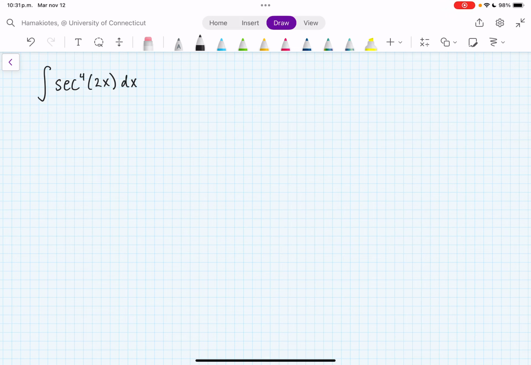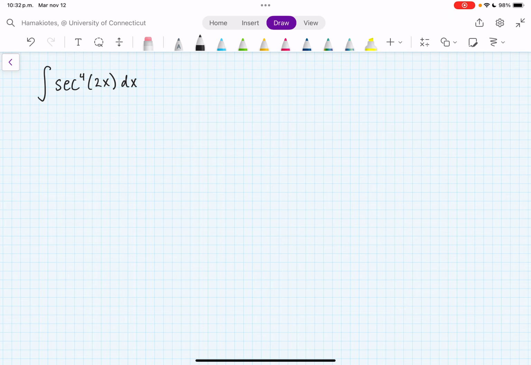In this video, we are going to evaluate the integral of secant to the fourth of 2x dx. So first, it's not obvious what our substitution will need to be, and we have secant to the fourth, which we're not sure what we can do with, but we can break this up into secant squared times secant squared, and then maybe use some of our trig identities.